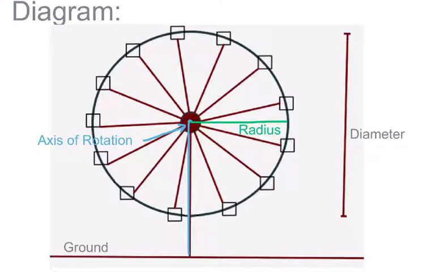The center of the circle is the axis of rotation. The radius is the amplitude. The diameter, well, that's twice the radius. It helps you with maximum and minimum. The distance off the ground helps you with minimum. And we'll have other things here as well.